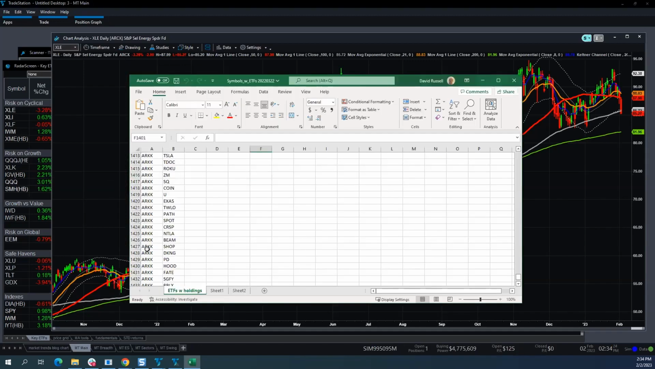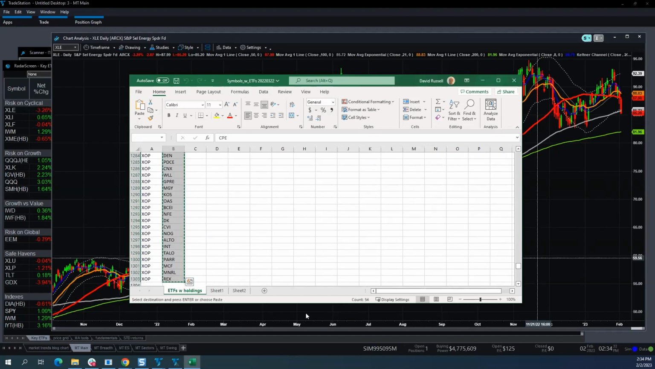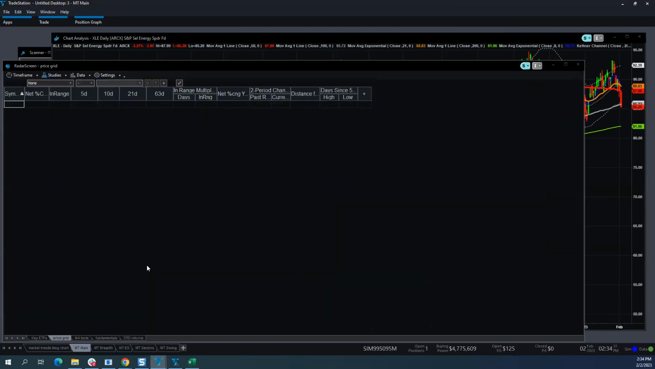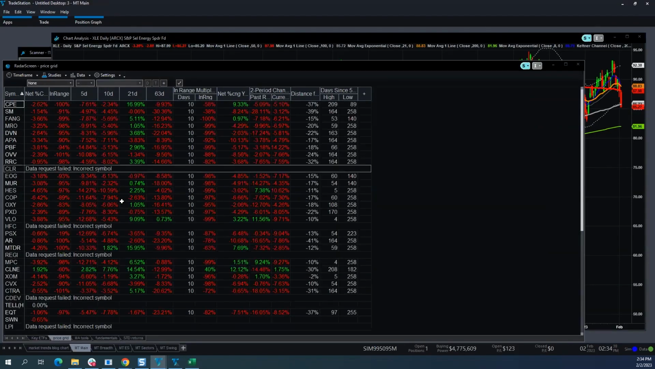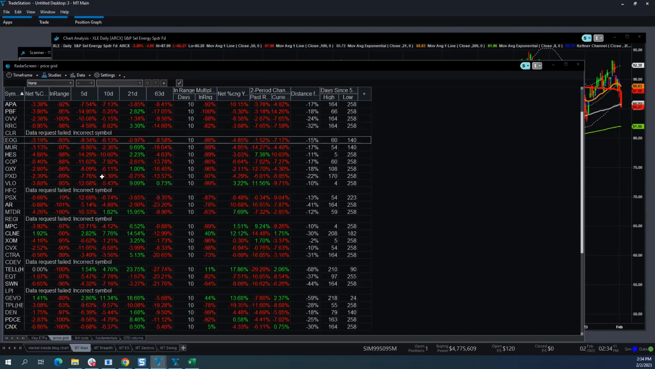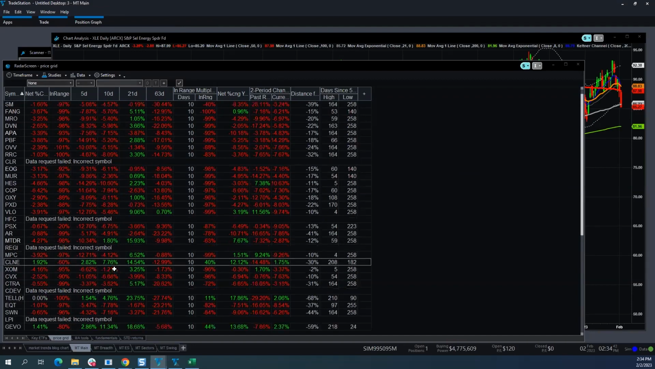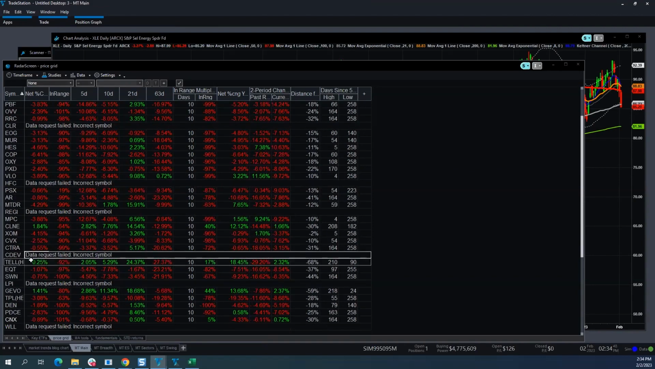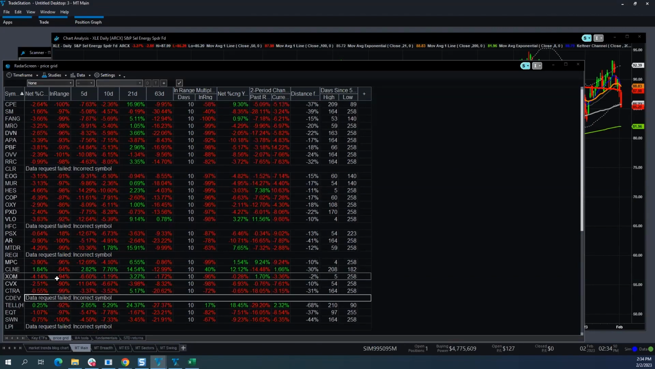I have an ETF and then I have its holdings. This way, if I want to see, say, XOP, the energy ETF, I go over here to the price grid, select all, delete, and paste them in. And now I can see who's doing well, who's pulling back. Right now, energy looks bad. But even these already have companies that fall out of it, like these don't exist anymore. So that's why I stopped doing it.